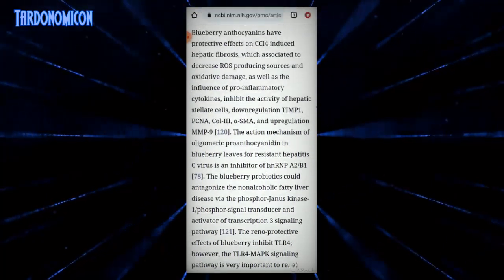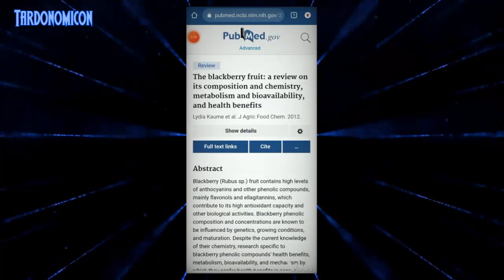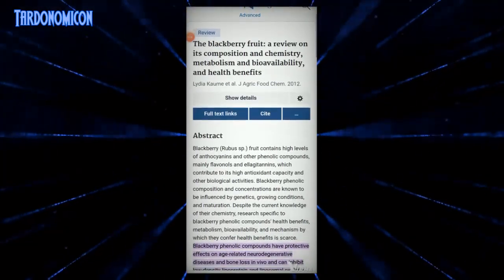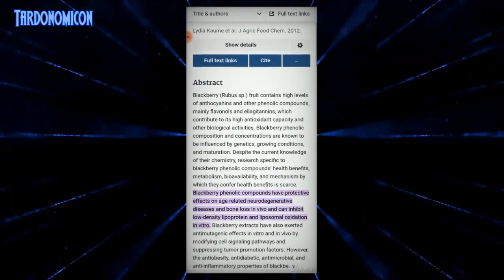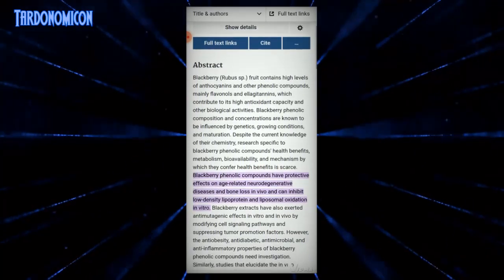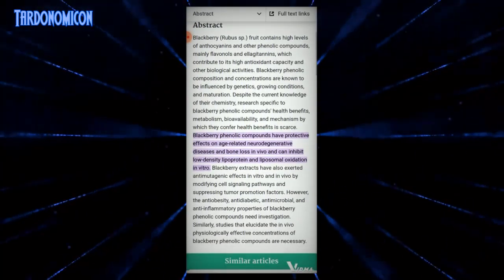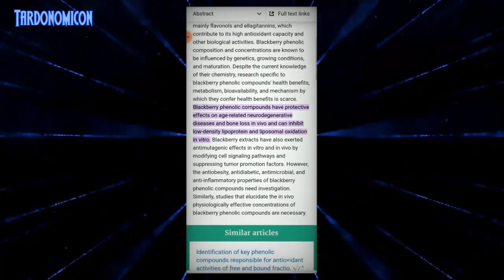Okay, and I'm going to move on with this video. Blackberry fruit, a review on its composition and chemistry, metabolism, and bioavailability and health effects. Okay, so let's see. Despite current knowledge of their chemistry, research specific to blackberry phenolic health benefits, metabolism, bioavailability, and mechanism by which they confer health benefits is scarce.